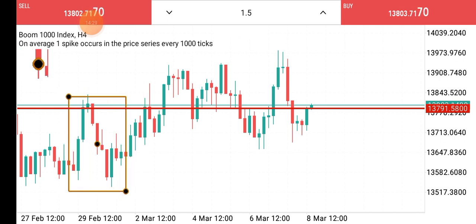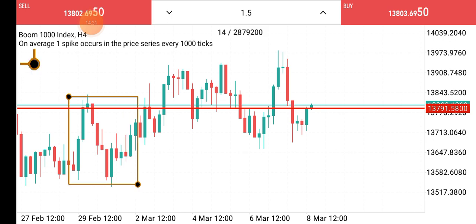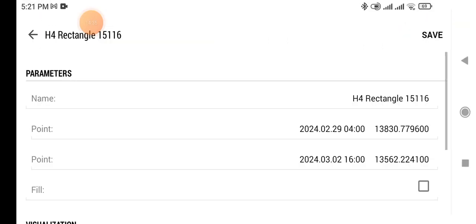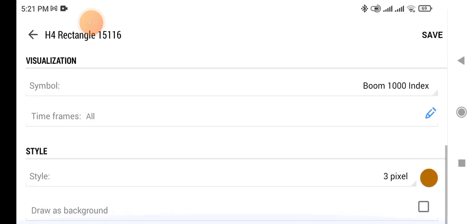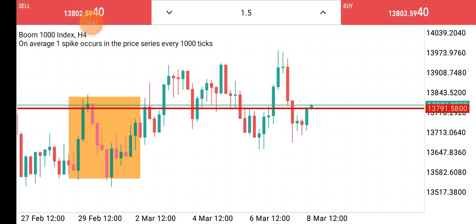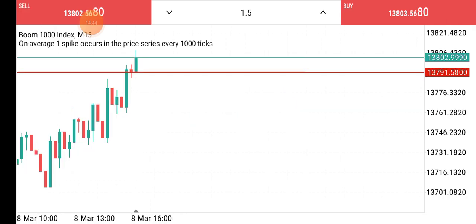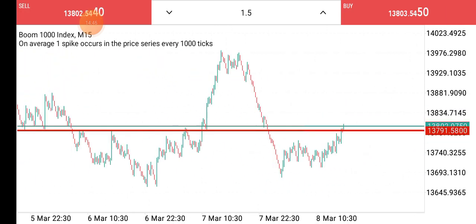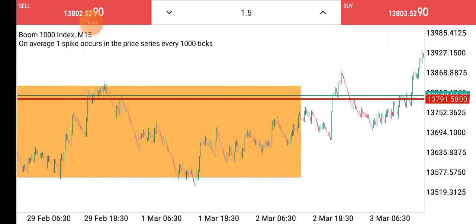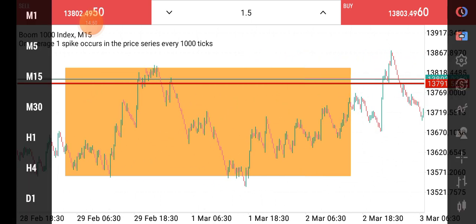Let me mark this place out, and I need to change this color and fill it also so that we can easily identify it. Okay, so let me go to the 15 minutes time frame so we can see what we would have made. Okay guys, you can see here on the 15 minutes time frame.